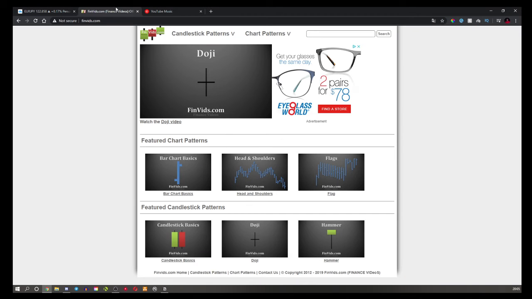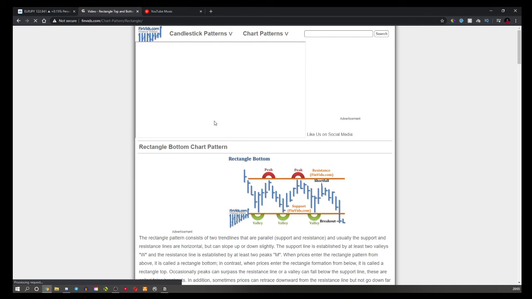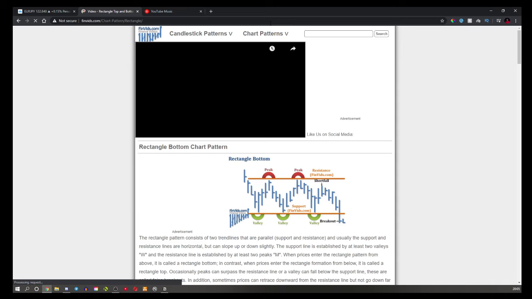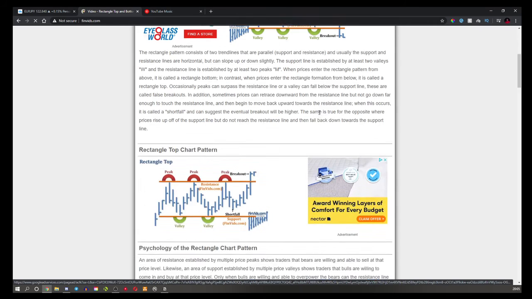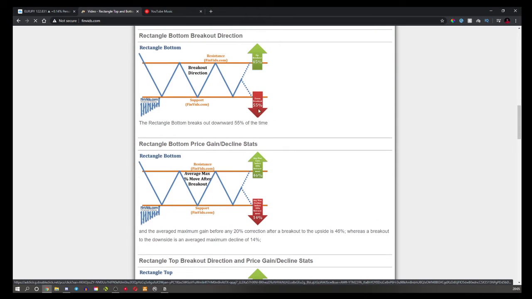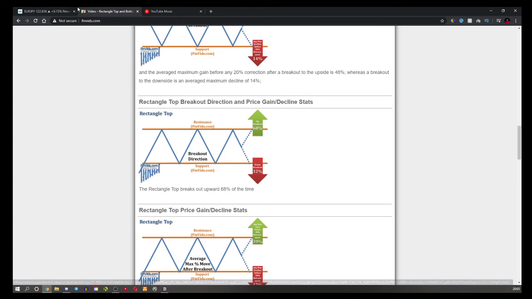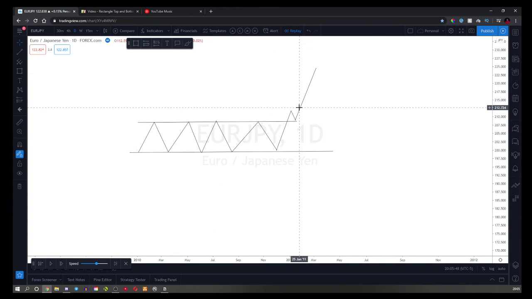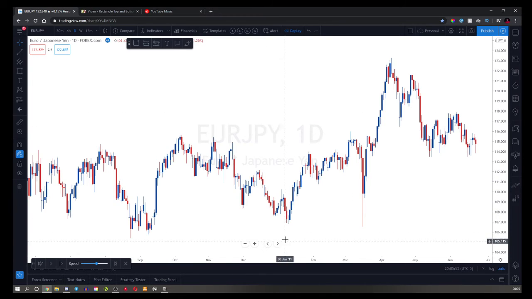And like always, you can go to Finvids, which has all the patterns that I'm going to be teaching you guys and more. Go up here to chart patterns, and then you go to rectangle, which is right here. In rectangle, they have a video for you, and they have words for you to read. Also some pictures and some stats for you, if that fancies you. I think that's the right way to use it. All right, but let's go ahead and look at this in the actual market. Let's go ahead and find a few examples.